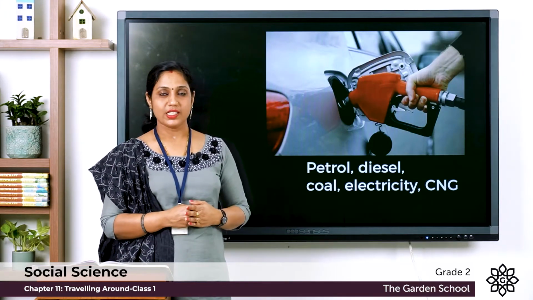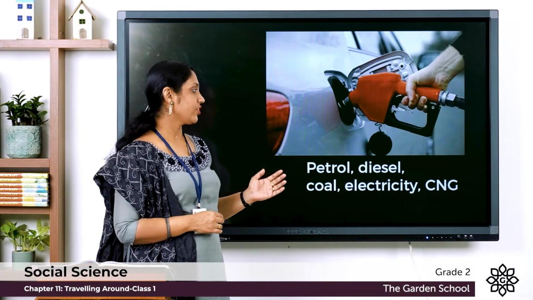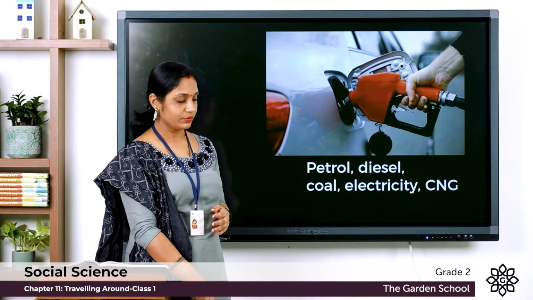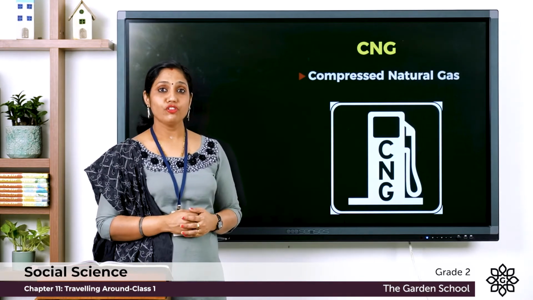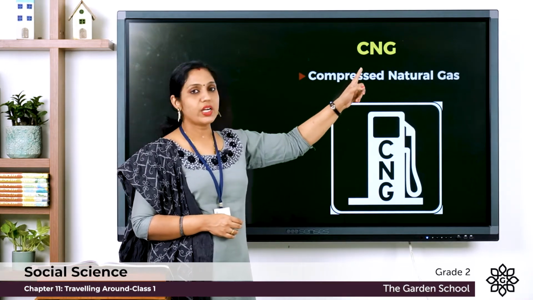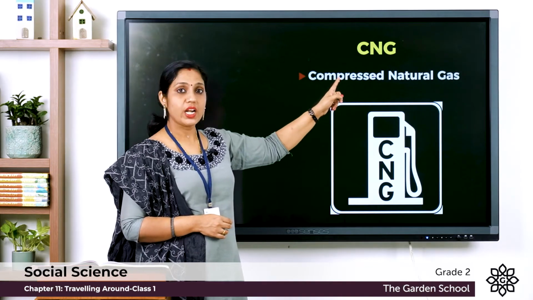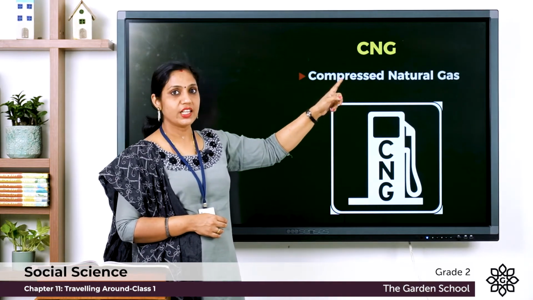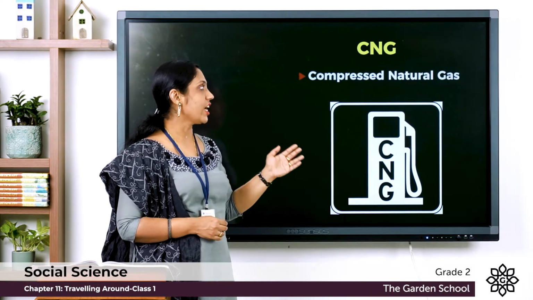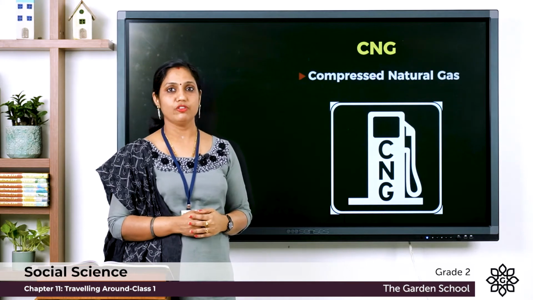So some of the fuels are petrol, diesel, coal, electricity, CNG that are used in vehicles. The full form of CNG is compressed natural gas. So compressed C, natural N and gas G, that makes CNG, and the full form is compressed natural gas, and it pollutes the air less than the other fuels.